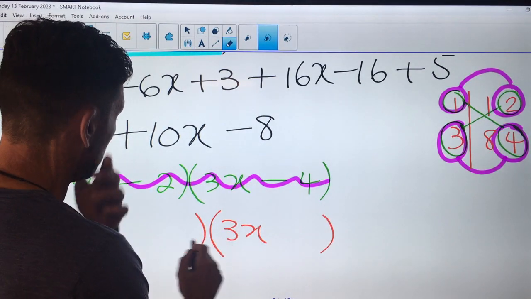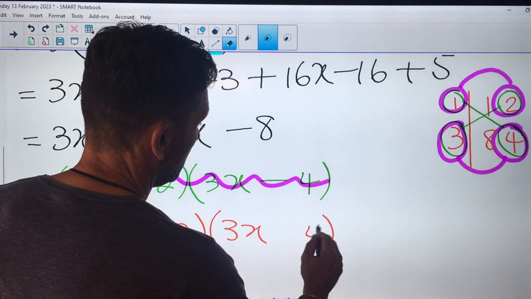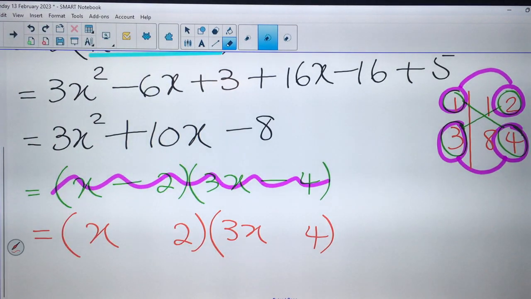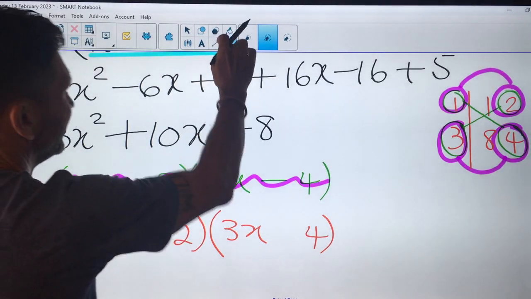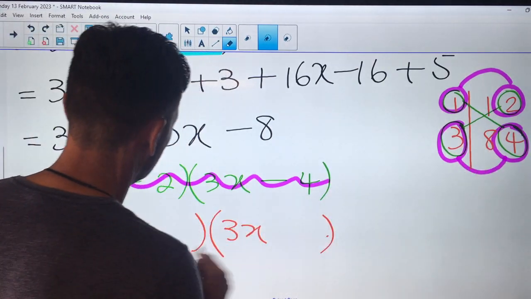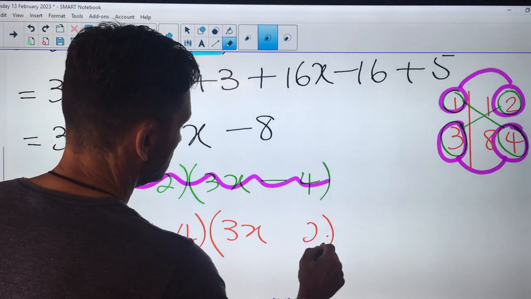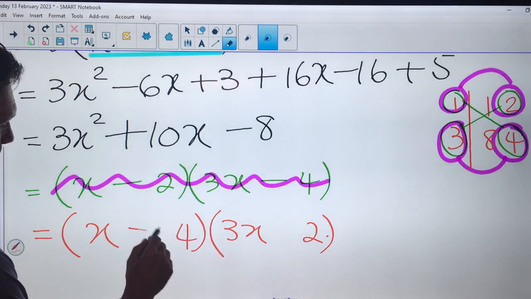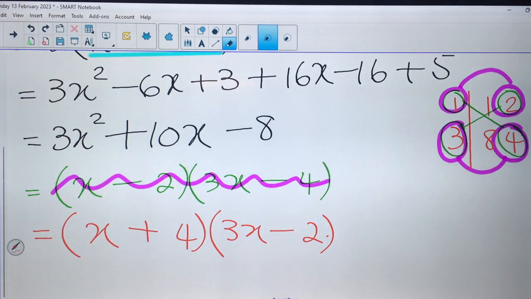So the 3 is multiplied to the 2, so the 2 goes here, and the 4 goes there. No, I'm looking at the green one again, sorry. My mistake. The 3 is multiplied to the 4, so the 4 goes here. The 2 there. This must be the +1, and that must be the -1. Okay, there we go.